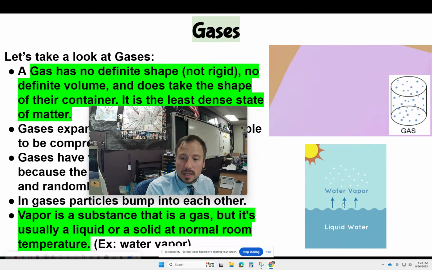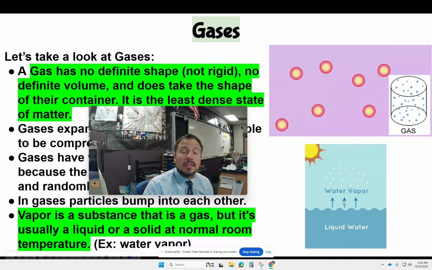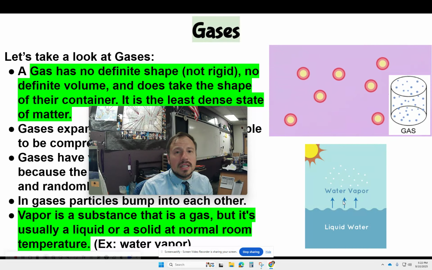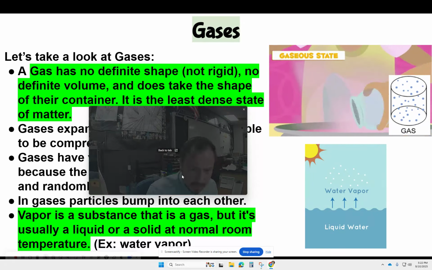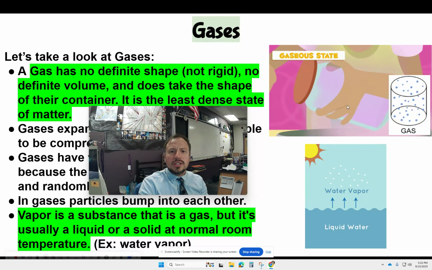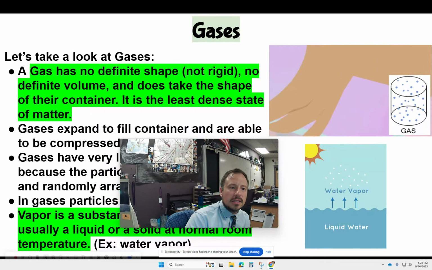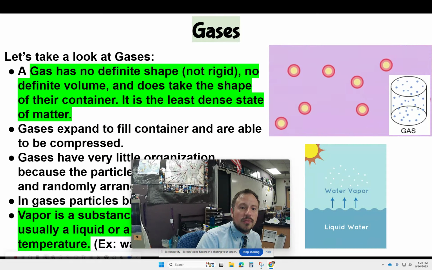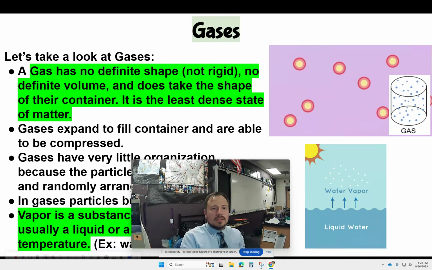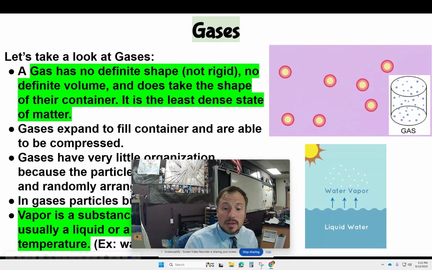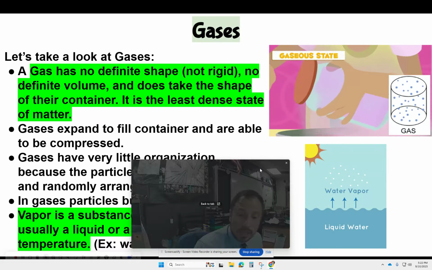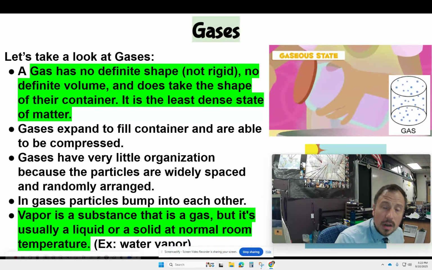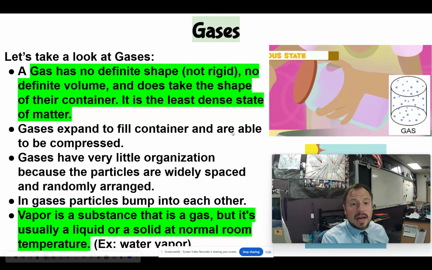The example is like water vapor, like the water that's in the air. Even though it's room temperature, it's still in that gaseous state. We just call that vapor, like water vapor. And what I want you to see is what sets it apart is the fact that it has no definite volume. It expands to fill the container that it's in. That's what sets gases apart from the other states of matter.